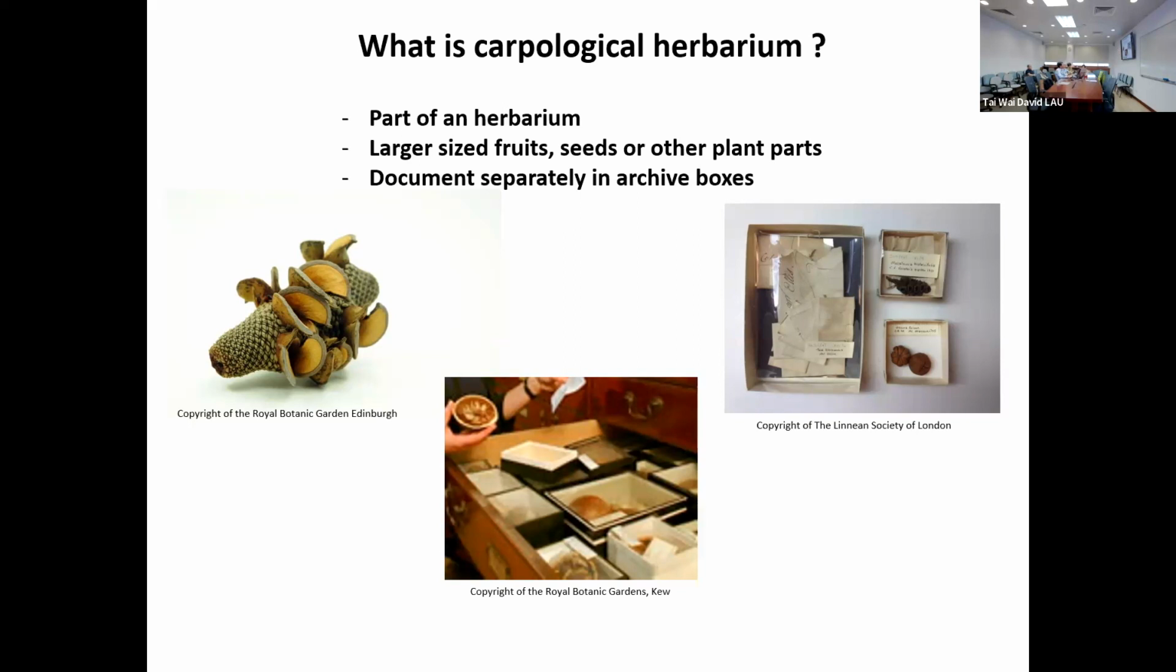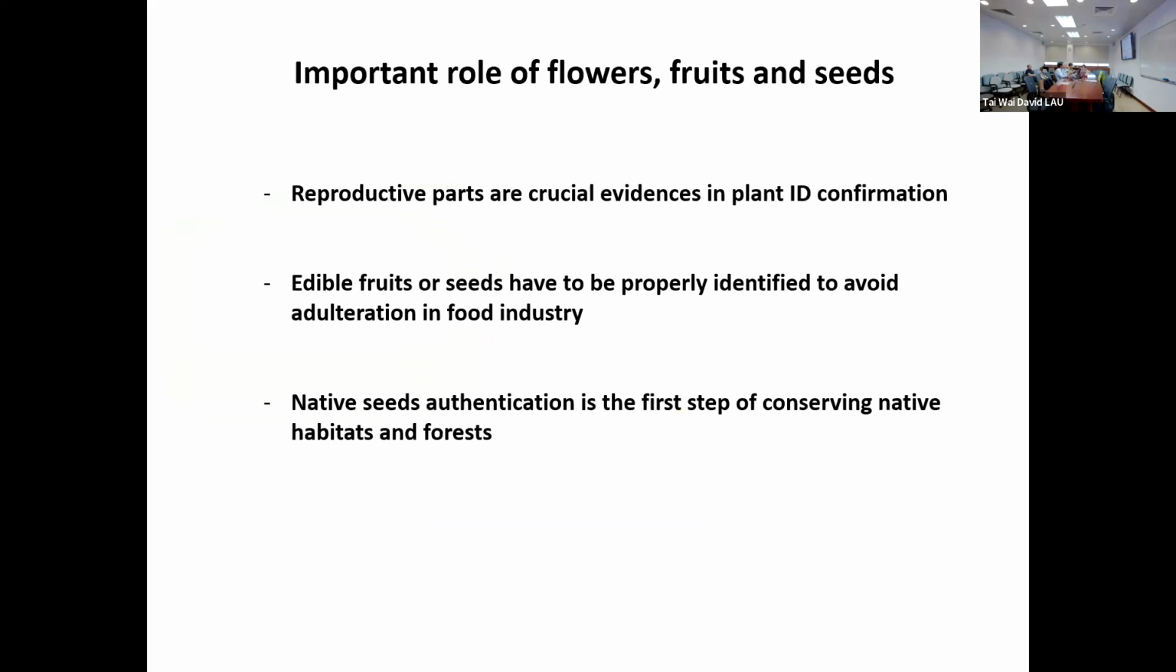Why are they important? As you all may know, flowers, fruit, or seed are reproductive parts. They are crucial evidence in plant ID confirmation. Especially the edible fruit or seed have to be properly identified to avoid adulteration in the food industry. Last but not least, native seed authentication is the first step of conserving native habitat and forests.